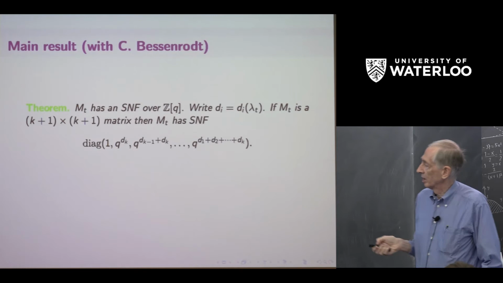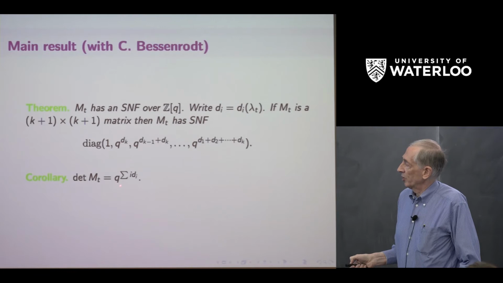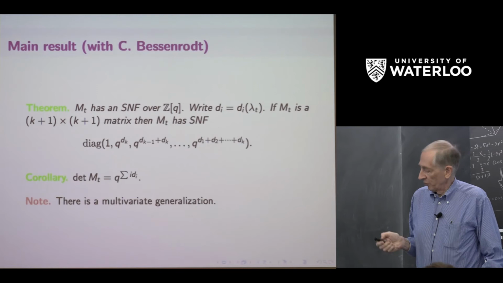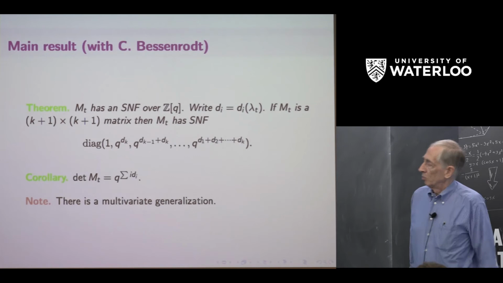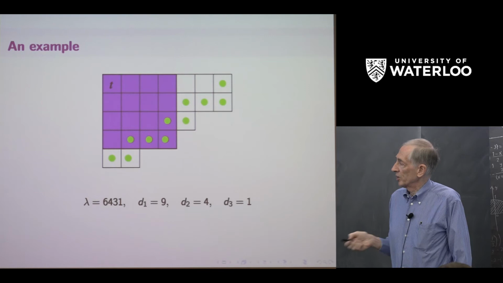So in particular, the determinant of this weighted q-analog matrix would be the product of these entries here, q to the sum of the d_i. And in fact, Christine Bessenrodt and I have a multivariate generalization where you put in many variables, not just q. But for simplicity, I just stated it with q. So let's look at an example to understand what this theorem is saying.